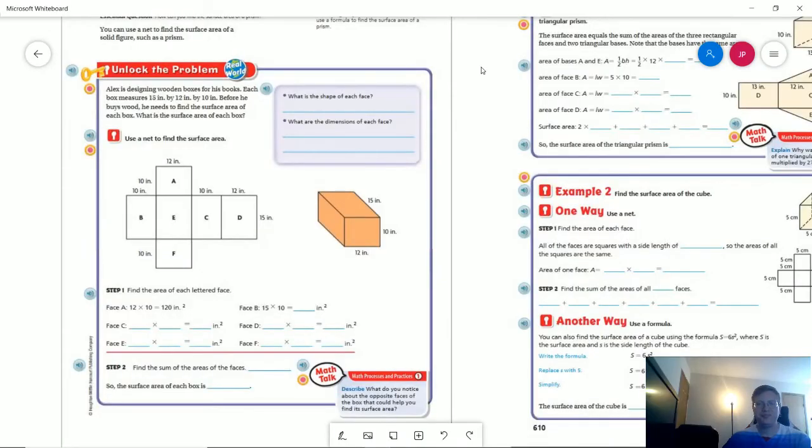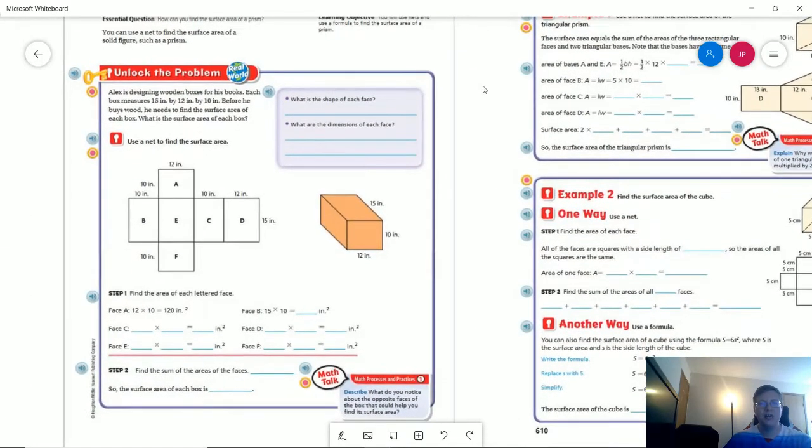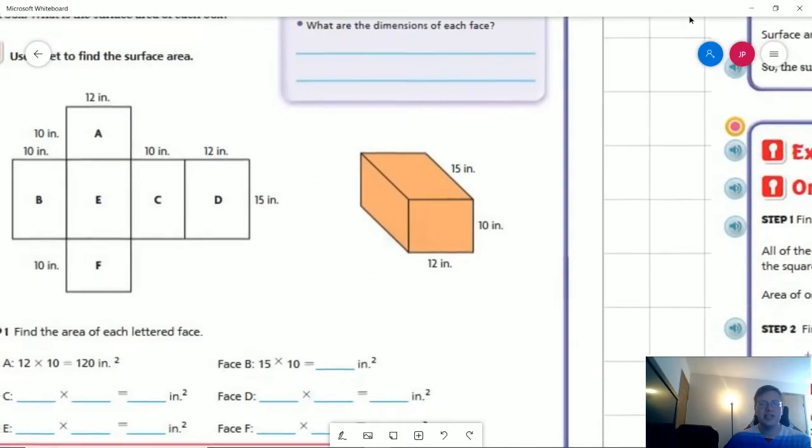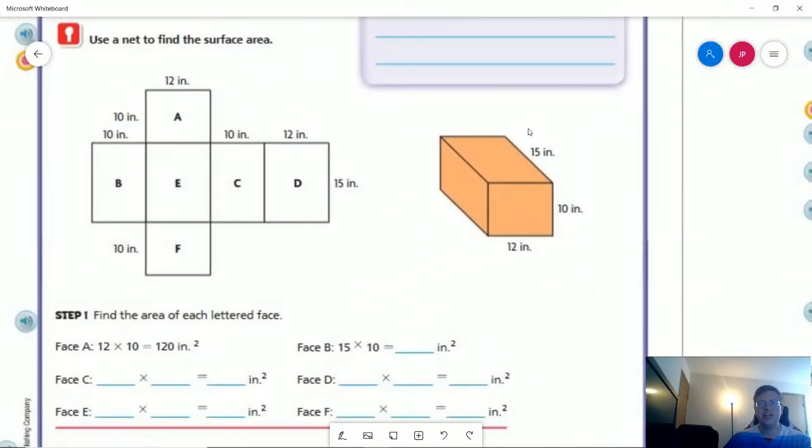This is going to cover finding the surface area of prisms. So let's go ahead and take a look at our Unlock the Problem for today. We are going to use a net to help us find the surface area of this particular shape.